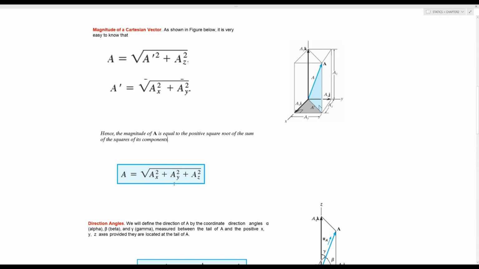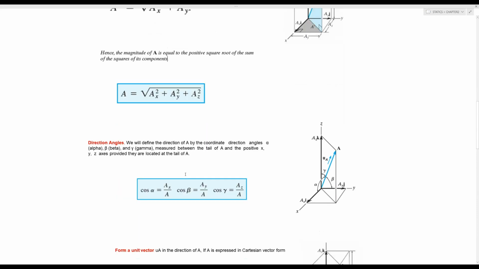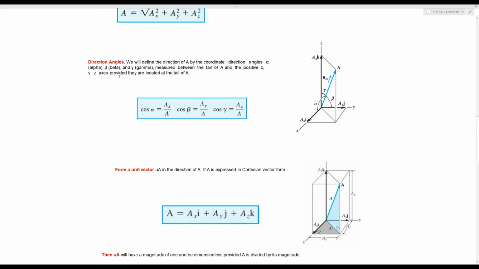Now, how are we going to find the direction angles? The direction angle for each component is alpha for the x-axis, beta for the y-axis, and gamma for the z-axis, and we take the cosine of it. The cosine of alpha is equal to Ax, the adjacent, over the hypotenuse, which is A. So cos alpha equals Ax over A. Same thing with cos beta and cos gamma.